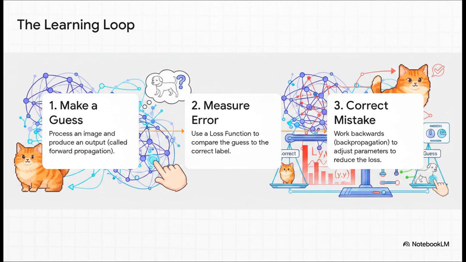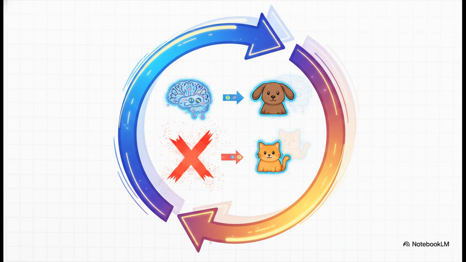And third, this is the magic part. It corrects the mistake. It uses that error score and works its way backward through the entire network, a process called backpropagation. And it just slightly tweaks every single one of those weights and biases to try and make the error a little bit smaller next time. And that's it. That's the whole secret. Learning for a neural network is just this simple loop: guess, check how wrong you are, and make a tiny correction. Do that millions or even billions of times with tons of examples, and the network slowly but surely gets really, really good.